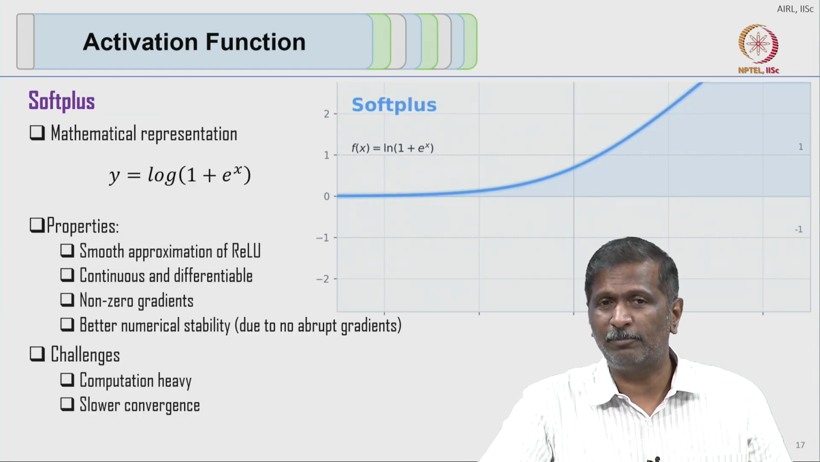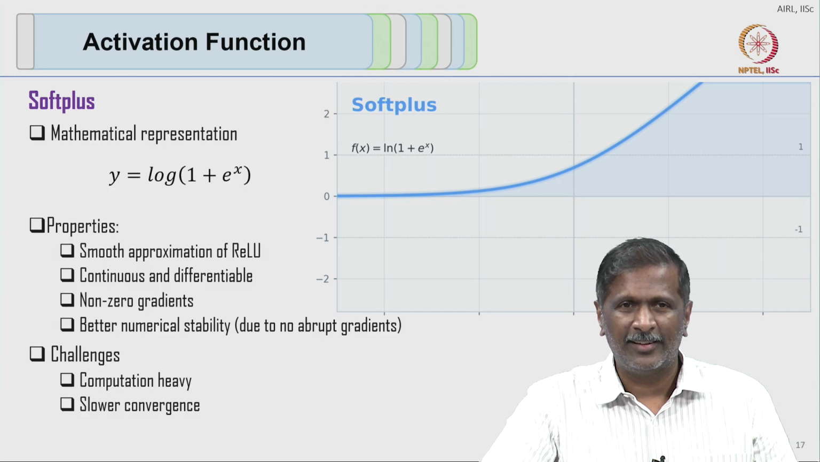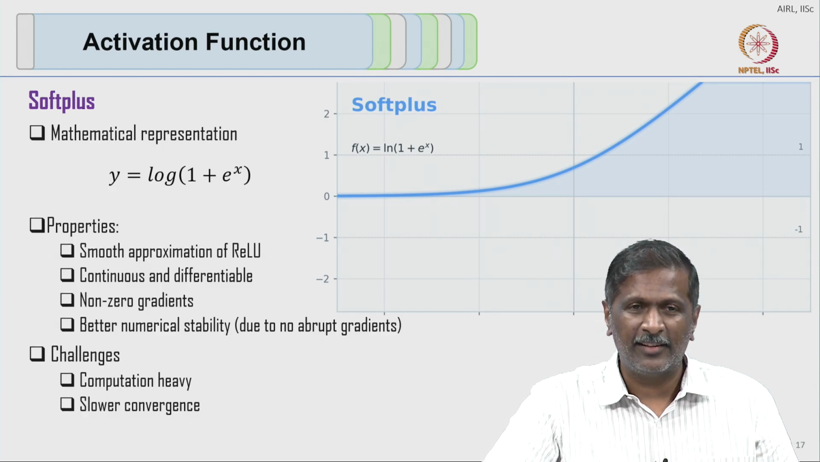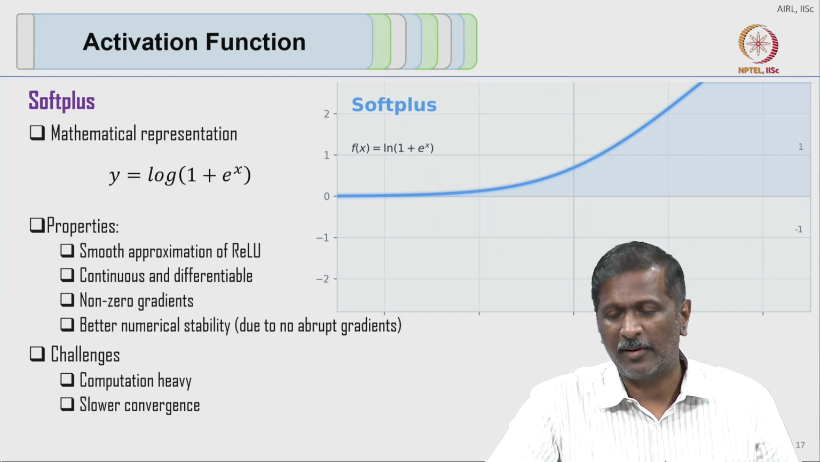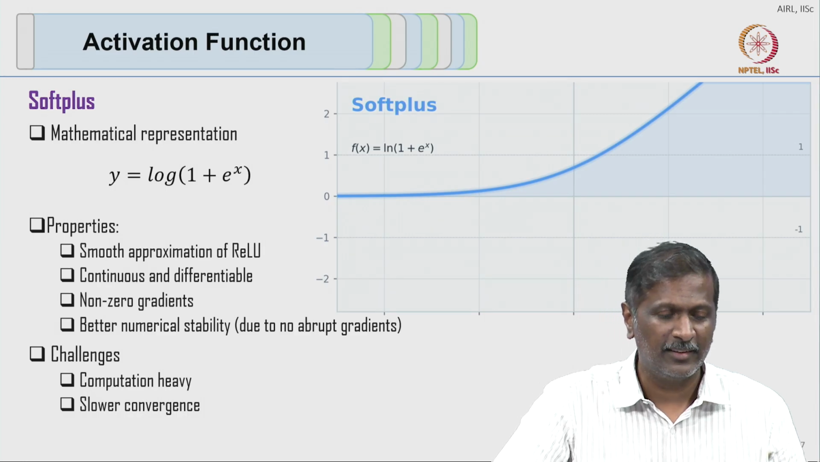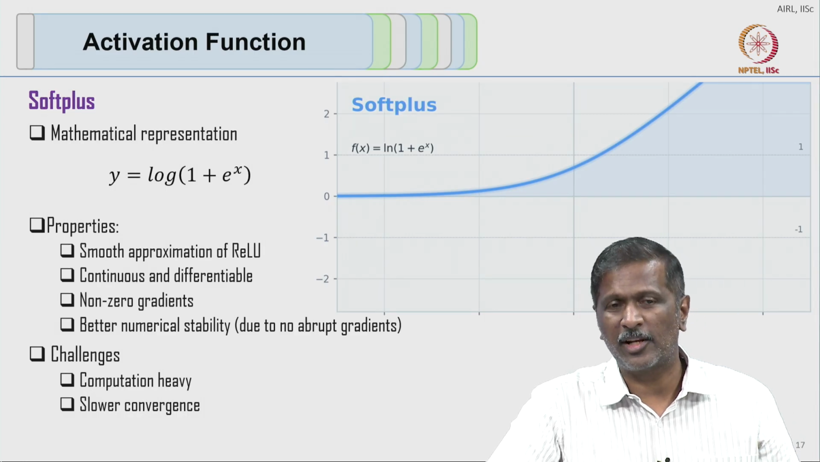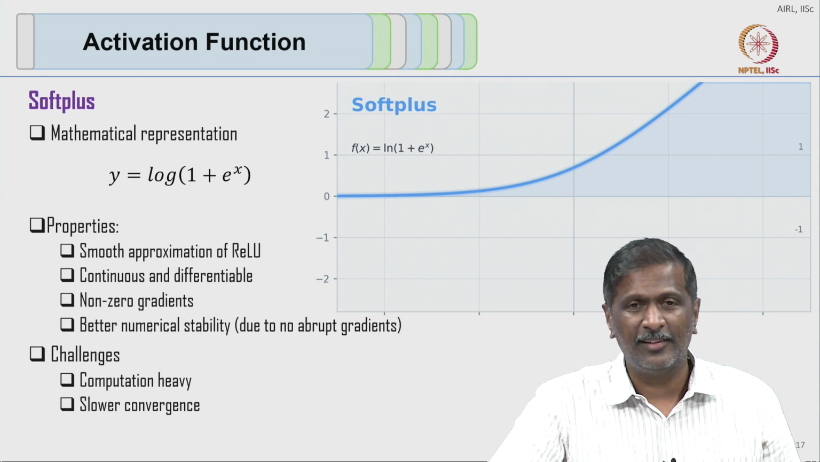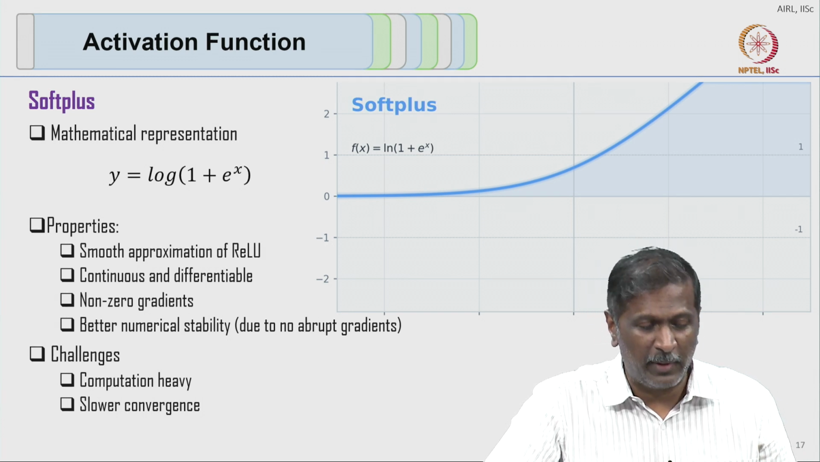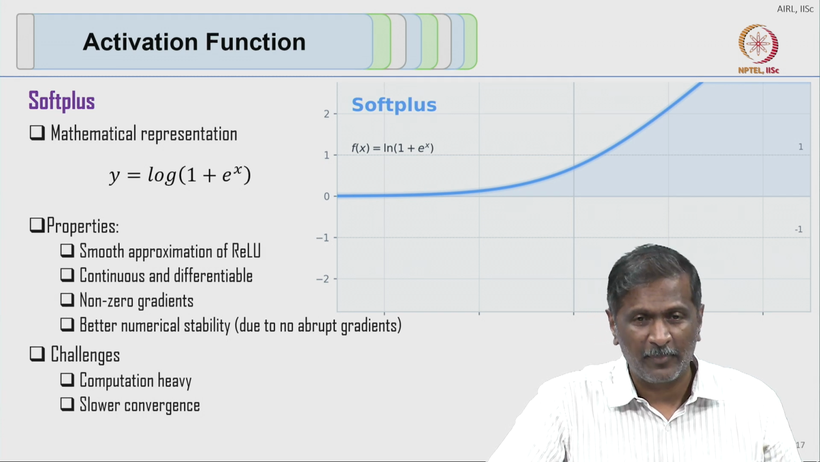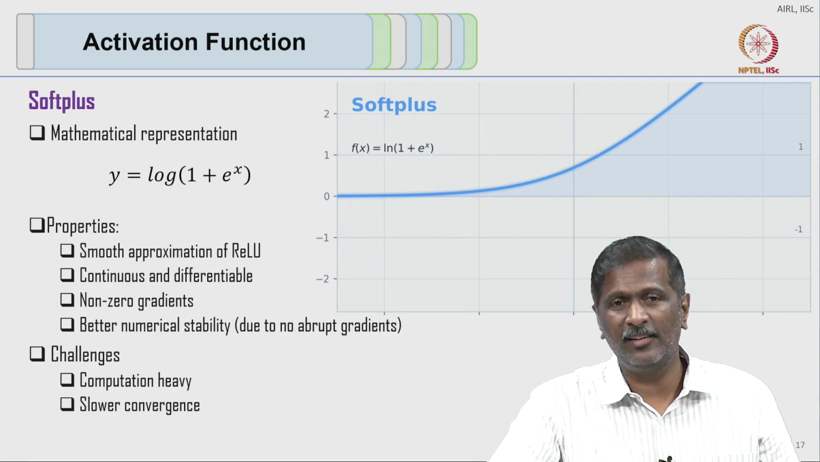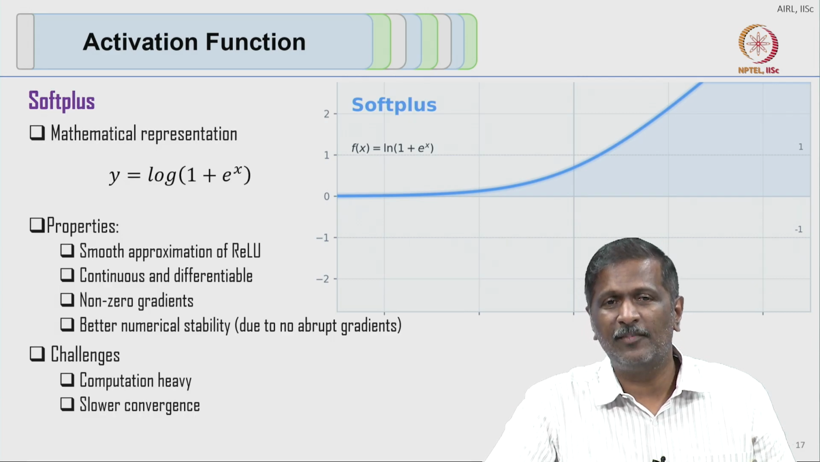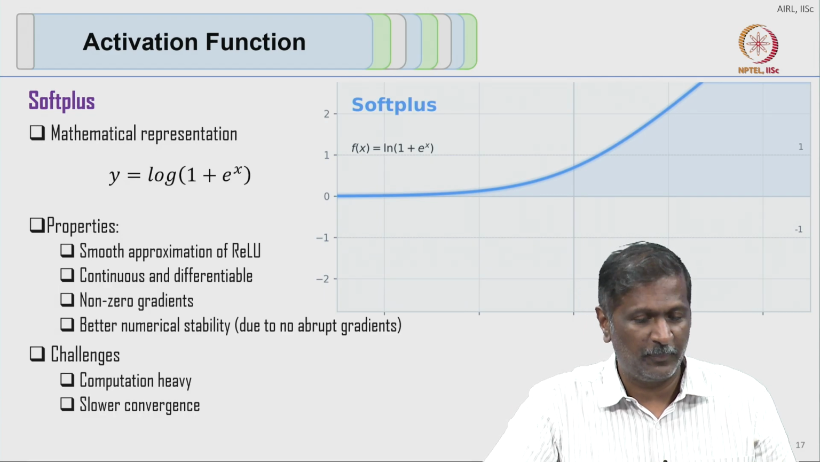So I can use a softplus. Mathematically, y is equal to log of 1 plus e power x. I can do that. It gives a smooth approximation of the ReLU. It is continuous and differentiable, no zero gradient, better numerical stability, but there is computational complexity. Convergence also will get affected. Okay.